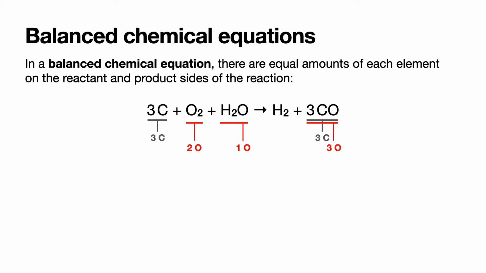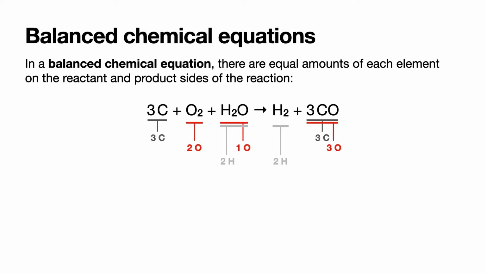And then likewise for the hydrogen, we have a total of 2 hydrogen atoms on the left, on the reactant side, and 2 hydrogen atoms on the right, on the product side. And so this chemical equation could be said to be balanced.